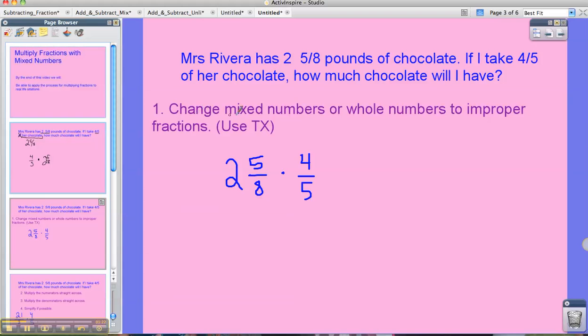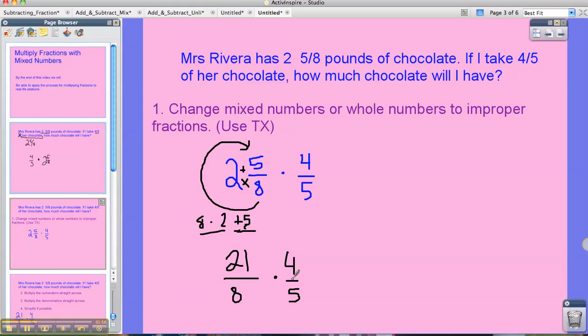So our very first step to multiply these is to change any mixed numbers or whole numbers to improper fractions, and that's using Texas. So we're going to use Texas to change, before we do anything else, 2 5/8 into an improper fraction. Remember when we use Texas, we work around in a circle this way? So this is saying 8 times 2 plus 5. 8 times 2 is 16. 16 plus 5 is 21. So this could be rewritten as 21 over 8 times 4 over 5.